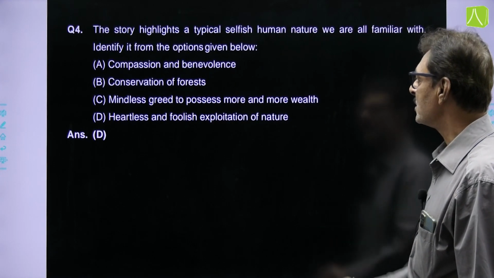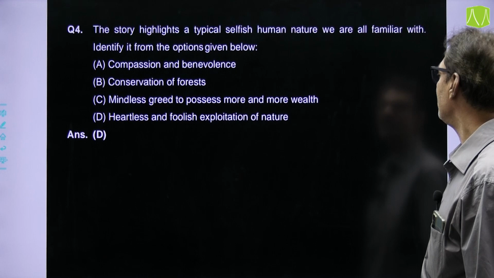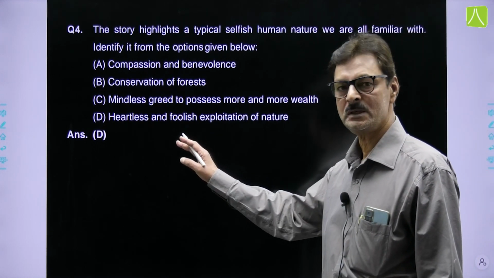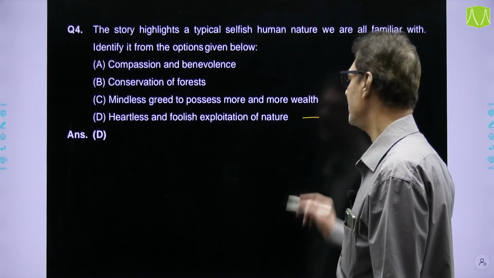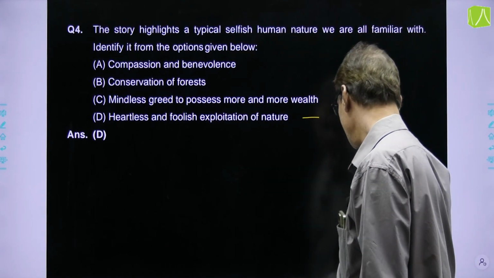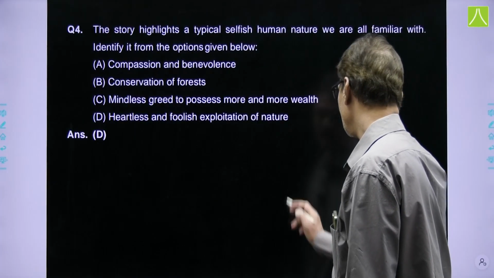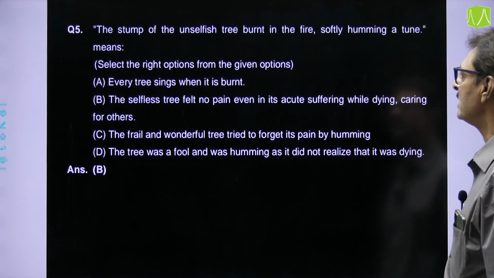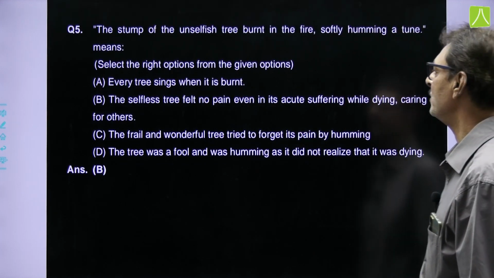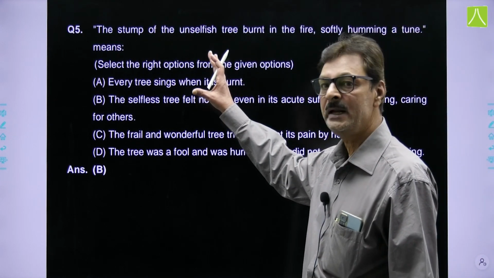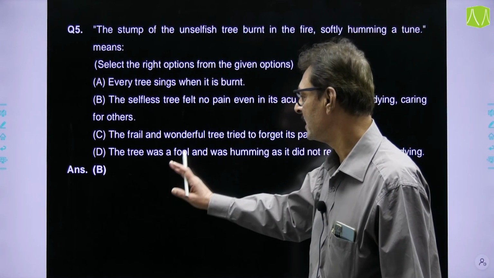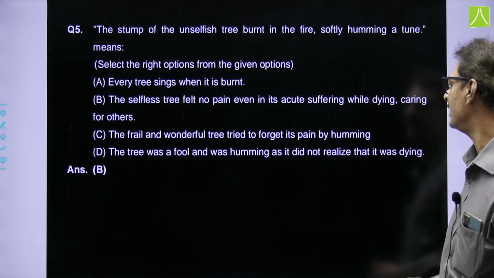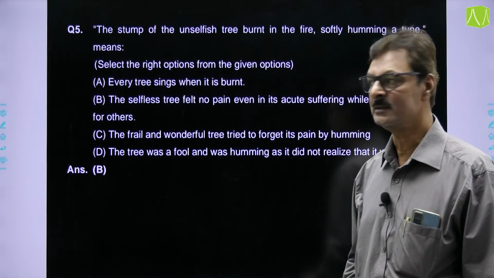Next, the story highlights a typical selfish human nature we are all familiar with. Identify it from the options given below, and out of the 4 options the correct answer is option number D. Moving on, next one: the stump of the unselfish tree burnt in the fire, softly humming a tune means. So, what is the meaning of this line which was there in the passage? And the correct answer is option number B: the selfless tree felt no pain even in its acute suffering while dying, caring for others.